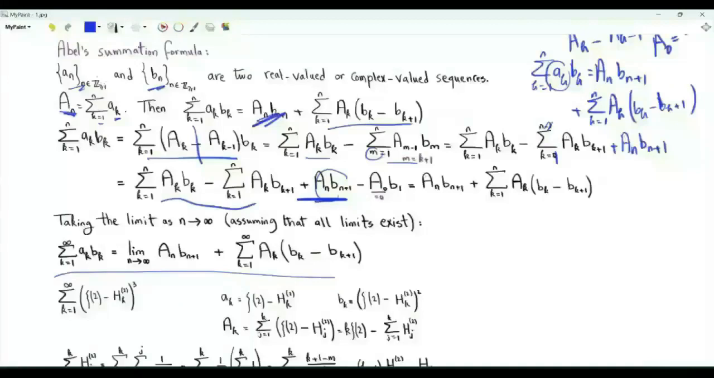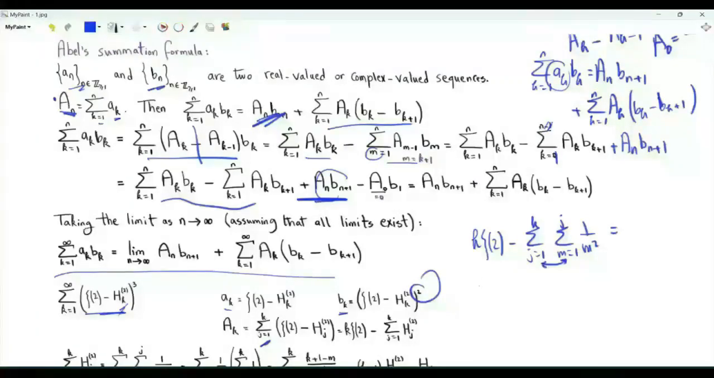We apply Abel's summation formula to our sum. We take ak to be this bracket, bk to be its square. What about big A? Big ak is summation j from 1 to k small aj. This is k times zeta of 2 minus summation j from 1 to k, summation m from 1 to j of 1 over m squared. Interchange the order of summation. We get k zeta of 2 minus summation m from 1 to k, summation j from m to k of 1 over m squared. If we sum over j, we get the number of terms in this sum, which is k minus m plus 1.